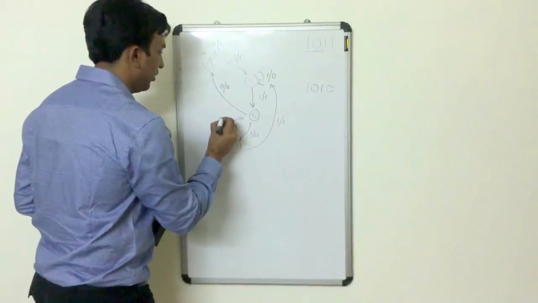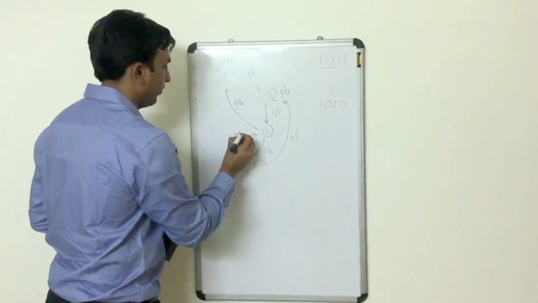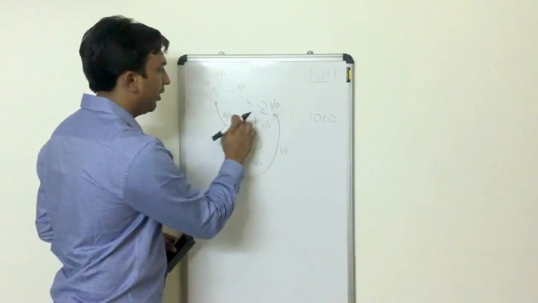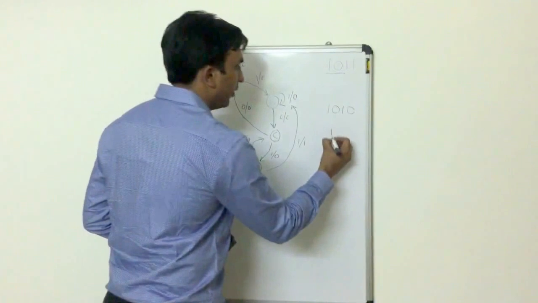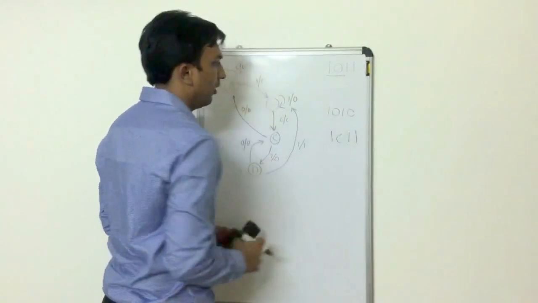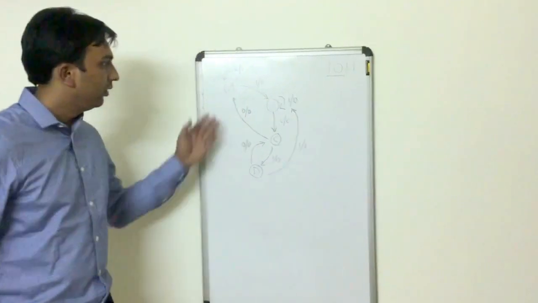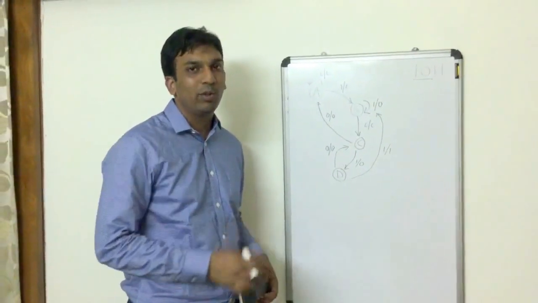If we get a 0, output will remain 0. So this is the only way we will get output as 1, when we get 1011 in our input. So this will be the state diagram that we are looking for, and I hope this clears most of your doubts.